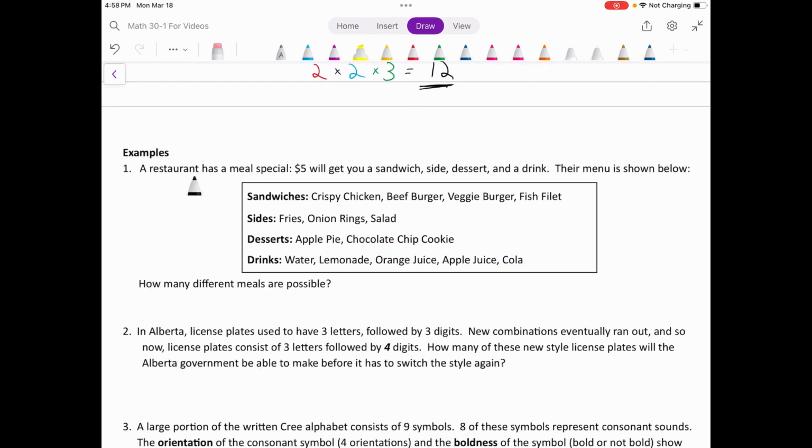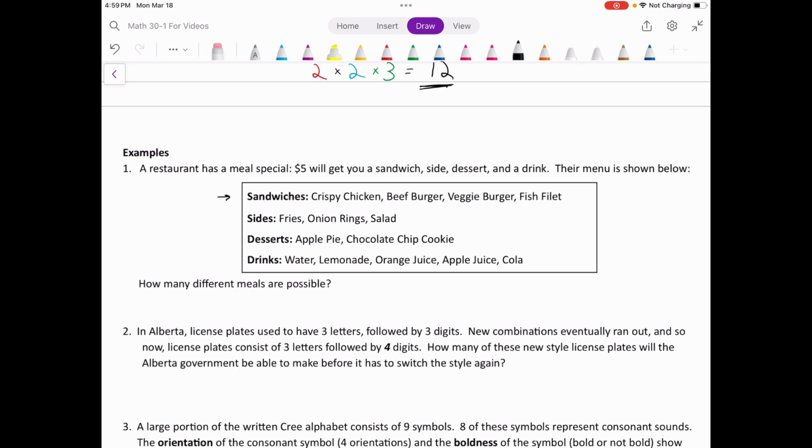All right, so a restaurant has a meal special. $5 will get you a sandwich, a side, a dessert, and a drink. Their menu is shown below. How many different meals are possible? Okay, so you get to pick a sandwich, a side, a dessert, and a drink. Now for each of those choices, you have multiple options, right? So let's just think about this.